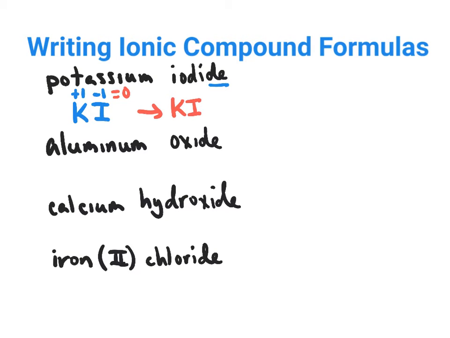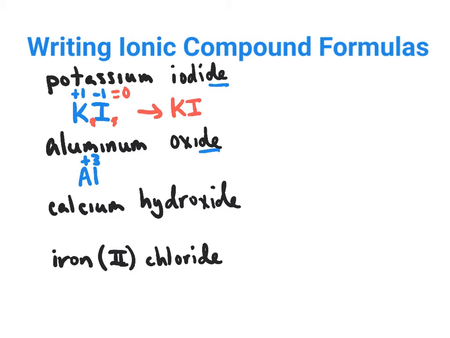You could also crisscross and put a 1 there, but we never write a 1 in chemistry, so that'd be bad. So let's do the next one. It's aluminum oxide. The first word is aluminum, so we find aluminum. It's an element on the periodic table. Aluminum is in the 3rd column, not the transition metals, so it's going to form a +3 ion.